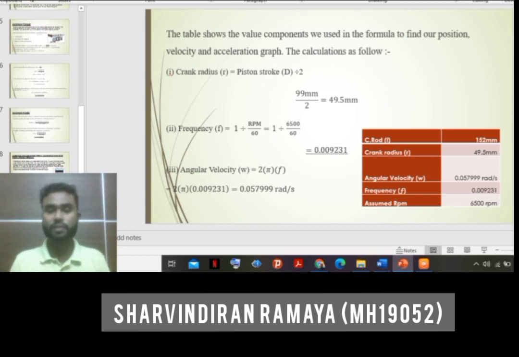Then to calculate frequency, RPM 6500 divided by 60, we get the revolutions per second. Then 1 divided by the revolutions per second, we will get the frequency, 0.009231. Then with that, we can calculate the angular velocity, which is 2 pi times frequency, and we got 0.057999 radian per second. So using these components, we can plot the graph for position, velocity, and acceleration.